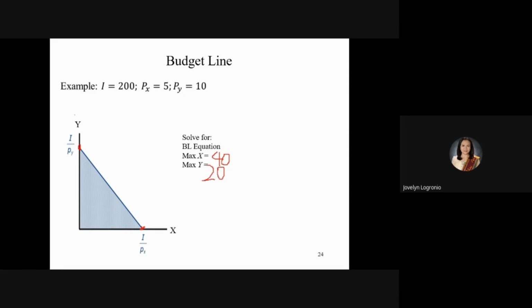What is the slope? The slope is, any points along the budget line, the slope is 1/2. Or the slope is negative 1/2. Or 20 over 40. Ano nangyari dito? 20 over 40 is 1/2. So that's the slope, or the market rate of trade-off is 1/2. Ibig sabihin, the price of good Y is 2 times higher than the price of good X.